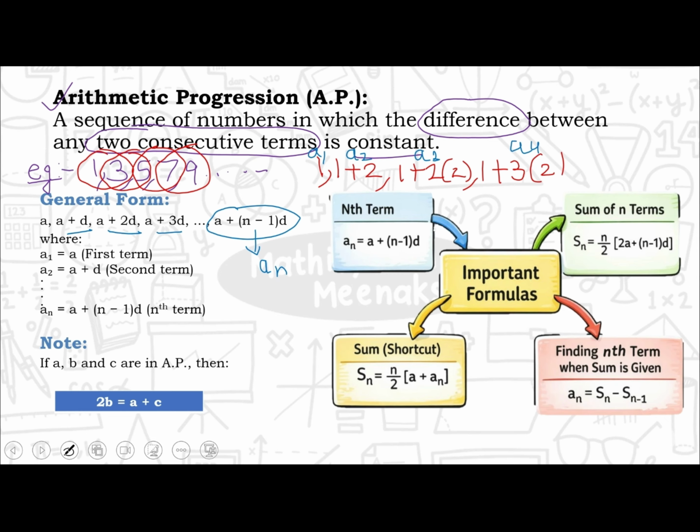As I discussed, a1 is also known as the first term. We can write this as a. a2 is a plus d, and so on. an is a plus (n minus 1)d, also known as the nth term.